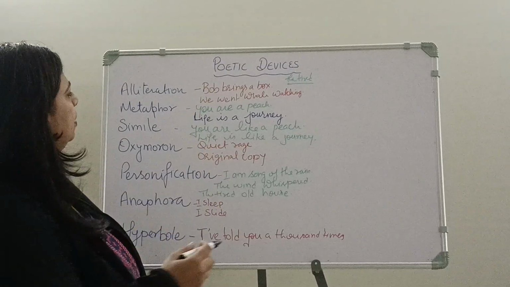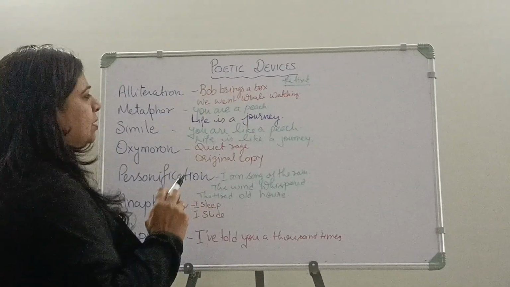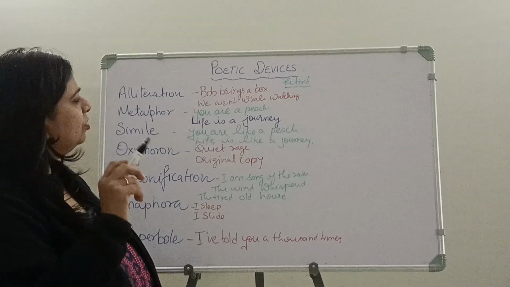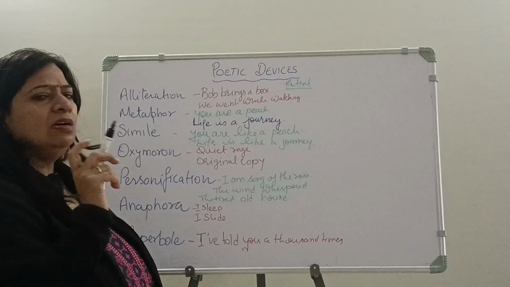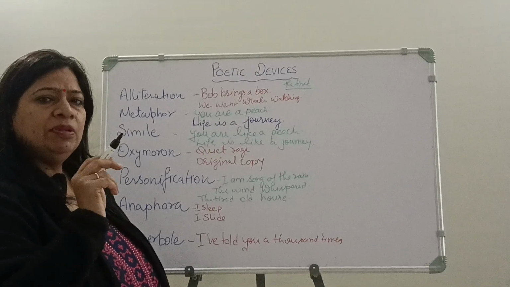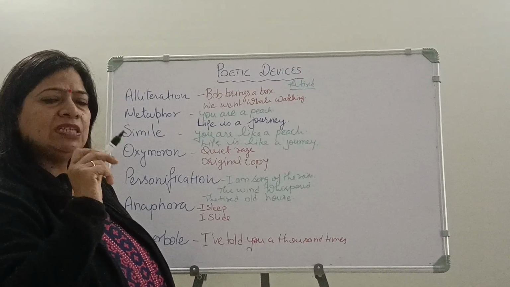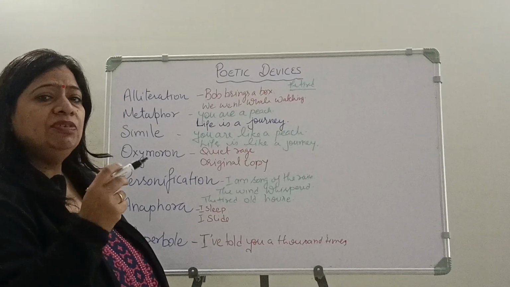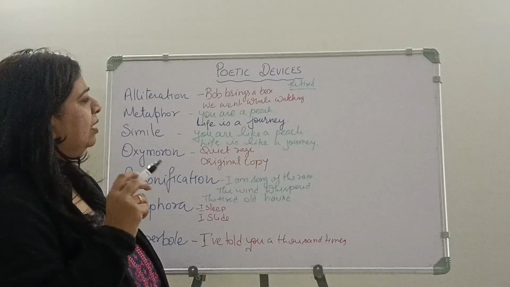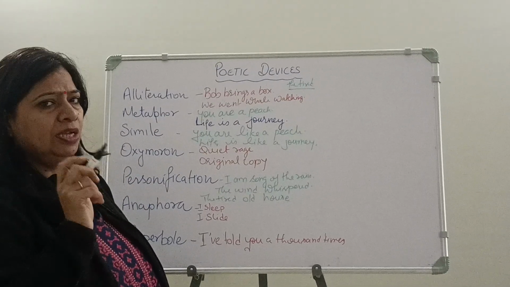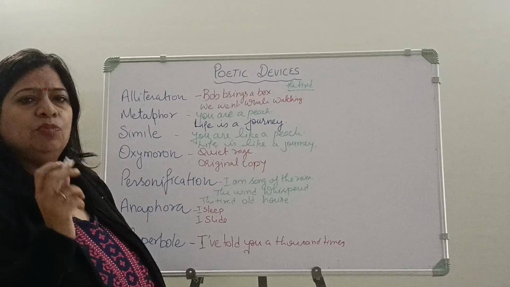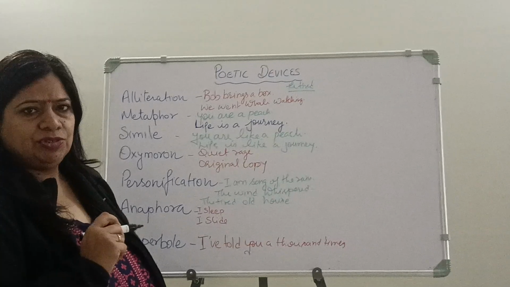So you can see the example, Bob brings a box. Now Bob brings a box, B sound is repeated in all three words. After bring there is also a, but whenever we will be reading it, we will see what is the prominent sound. Is it the word which is coming in between, or is it the sound which is repeated? So here if we go with a, we will find this a is not that prominent. You can read it like this, Bob brings a box. So B sound is more prominent.